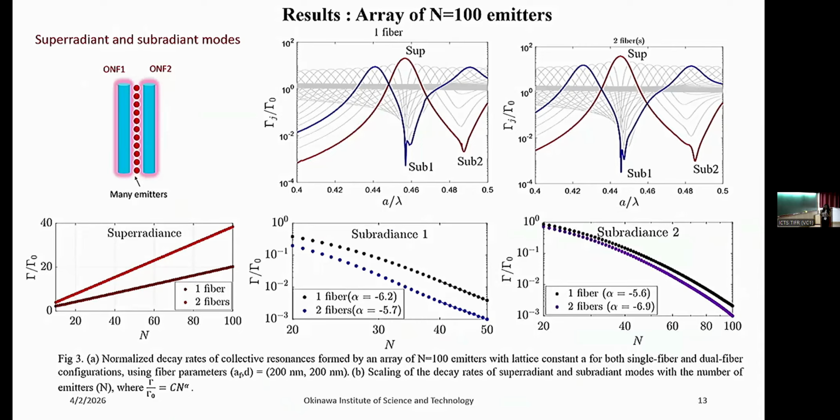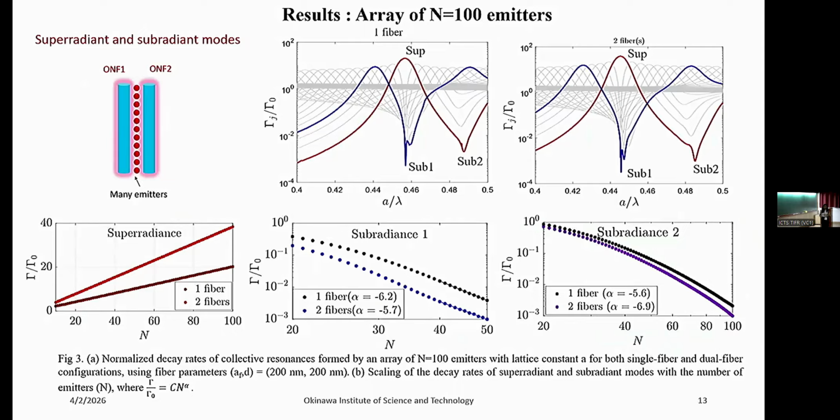So here is for one fiber and this is for two fibers. These simulations were done for 100 emitters between the fibers. This shows the decay rates as a function of lattice constant, and I am highlighting the most superradiant and subradiant peaks. So two fibers show more pronounced superradiance and subradiance, and here I am showing the scaling for these peaks.